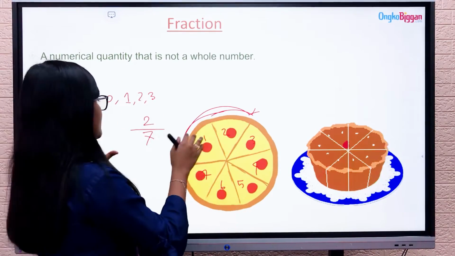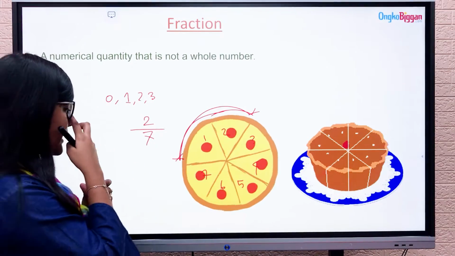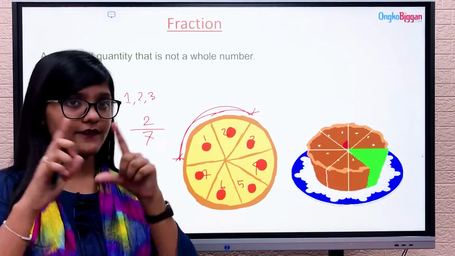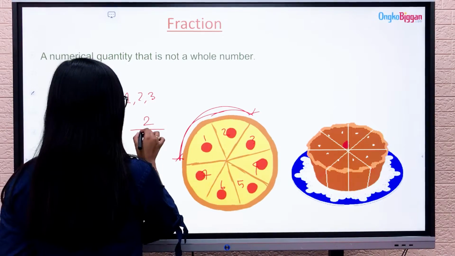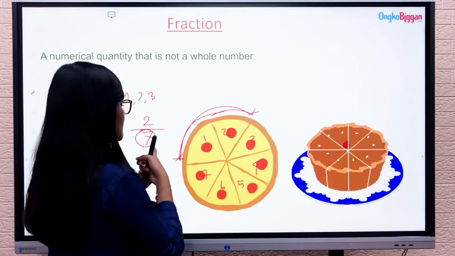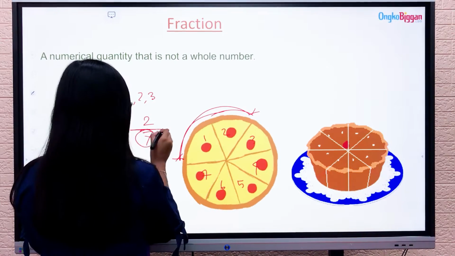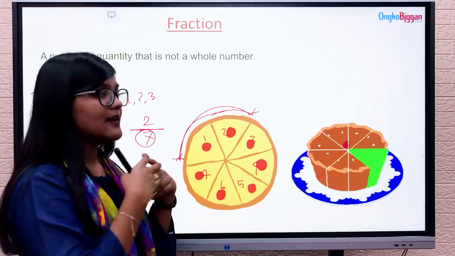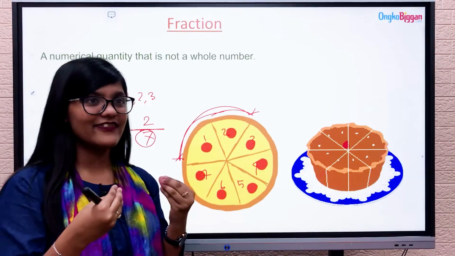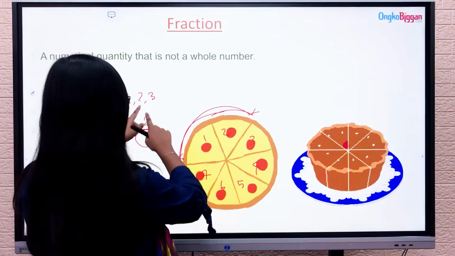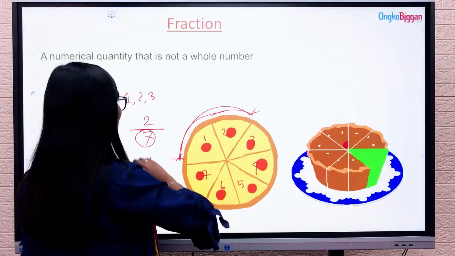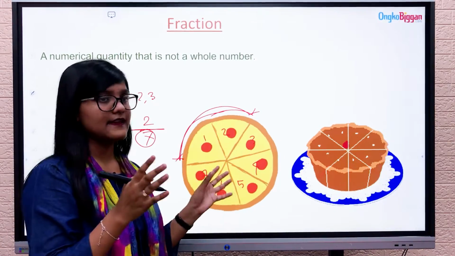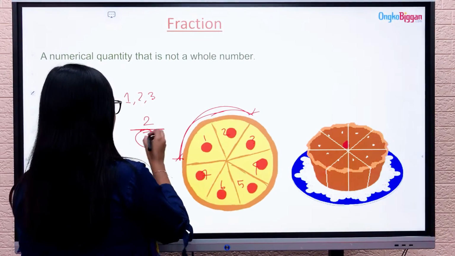Okay, so in this form we express fraction: we write the total number of parts of a whole thing in the lower portion of a line, a vertical line like this, and the part that we need or we have or we consume is written in the upper portion. That means I have eaten 2 slices, so I have written 2 over here, and the total number of pieces of the whole pizza is written as 7.